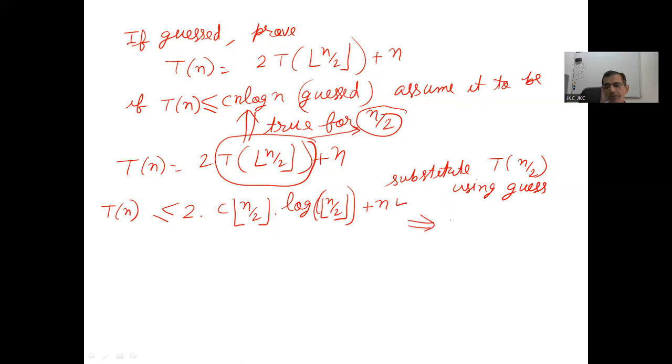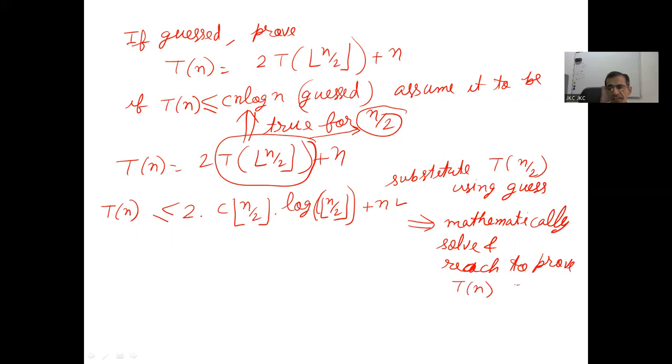Ultimately, I have to prove it mathematically and solve it mathematically to reach that Tn will come as less than or equal to Cn log n. If I am able to prove something like this, then I will say that yes, I guessed it correctly, because I said that I assumed this as a guess.